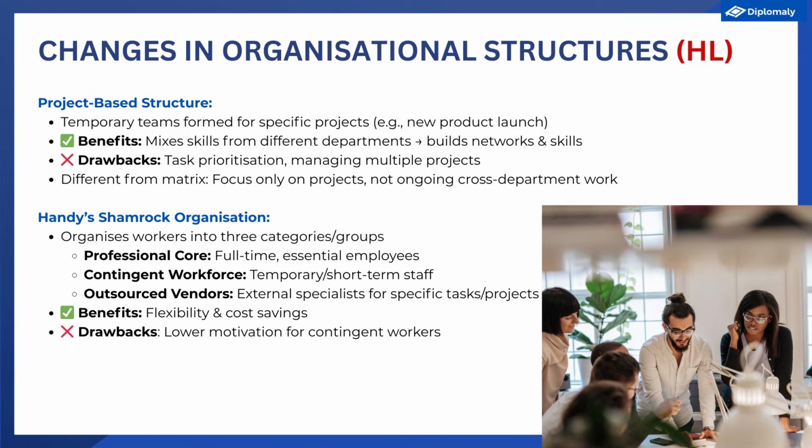The other one is Handy's Shamrock organization. This classifies workers into one of three categories. The first one is professional core, which are full-time essential employees. These are employees who are key to the firm's operations. The second category is the contingent workforce, which are temporary workers employed by the firm on a short-term basis. And finally, we have outsourced vendors, who are specialists the firm relies on for specific tasks or projects.